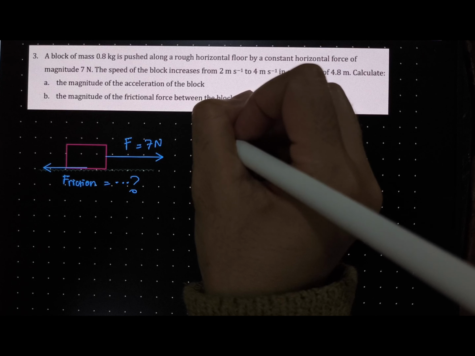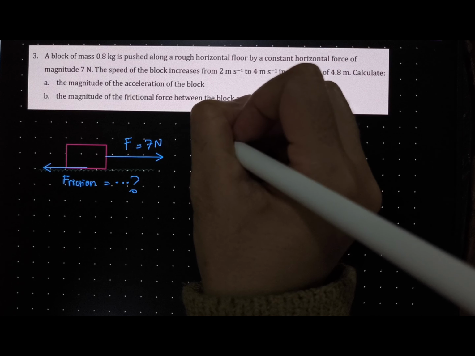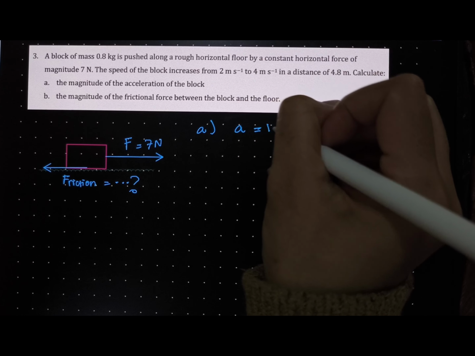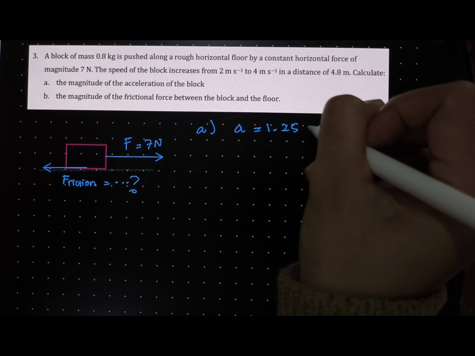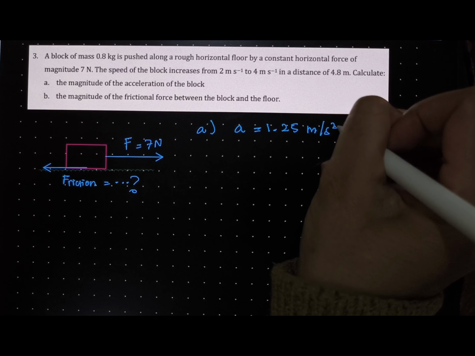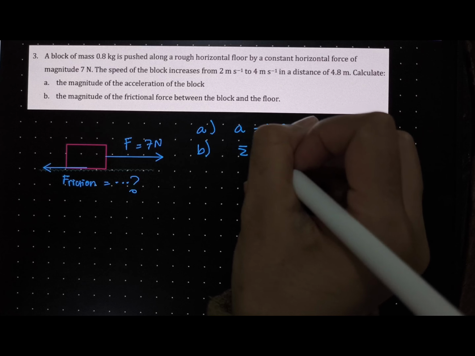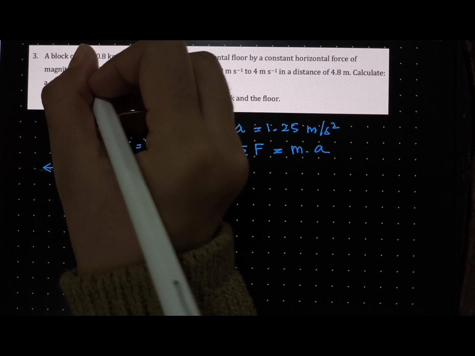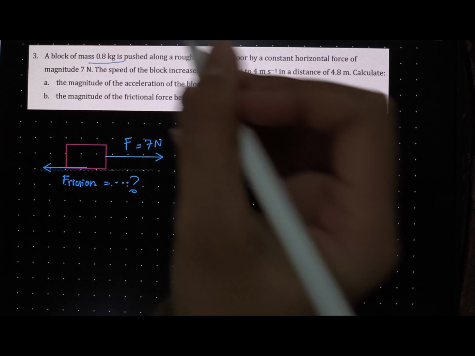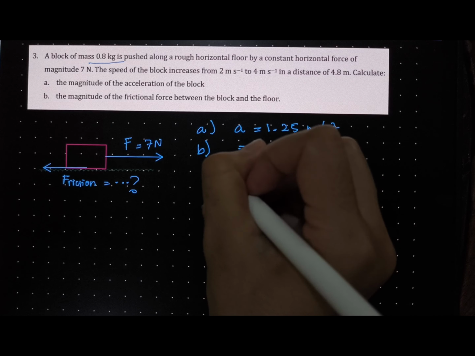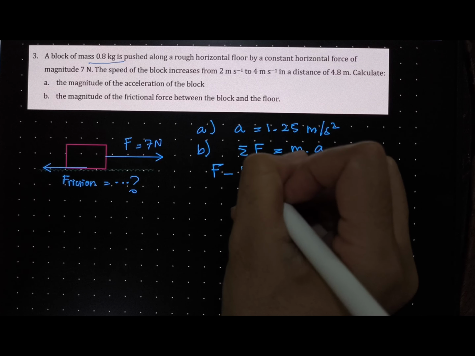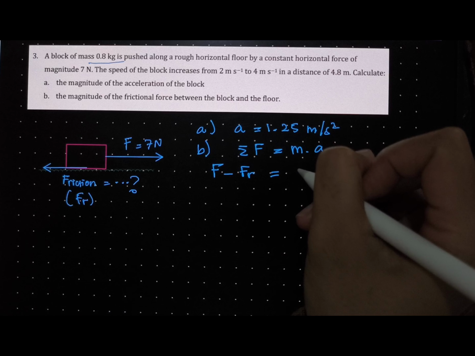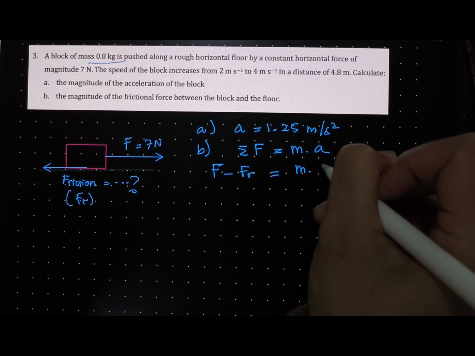Part B. Find the magnitude of the frictional force between the block and the floor. From part A, we already know that acceleration a is 1.25 meters per second squared. So we can use the formula the sum of forces equals mass times acceleration. We already know that the mass is 0.8 kilograms. Since the pushing force and frictional force act in opposite directions, pushing force minus friction force equals mass times acceleration.